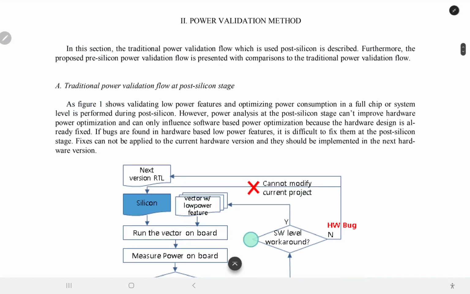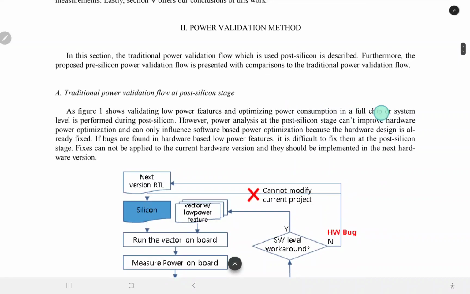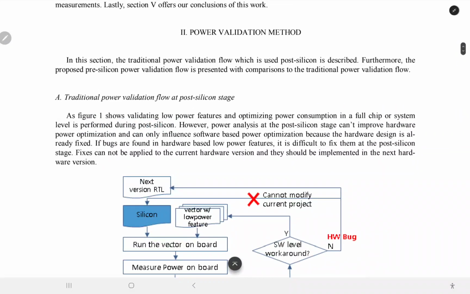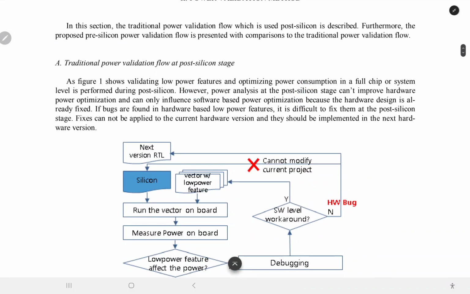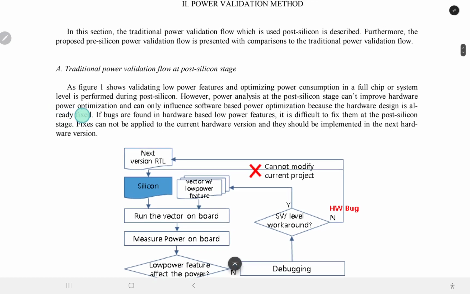As in figure 1, validating low power features and optimizing power consumption at the full chip or system level is performed during post-silicon. However, power analysis at the post-silicon stage can't improve hardware power optimization and can only influence software-based power optimization, because the hardware design is already fixed.